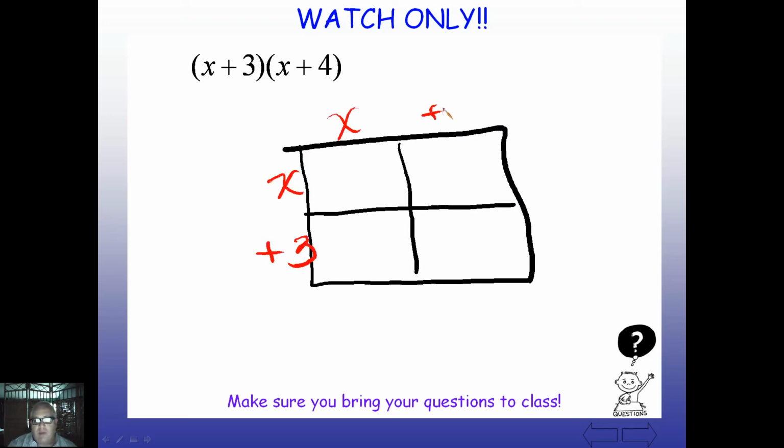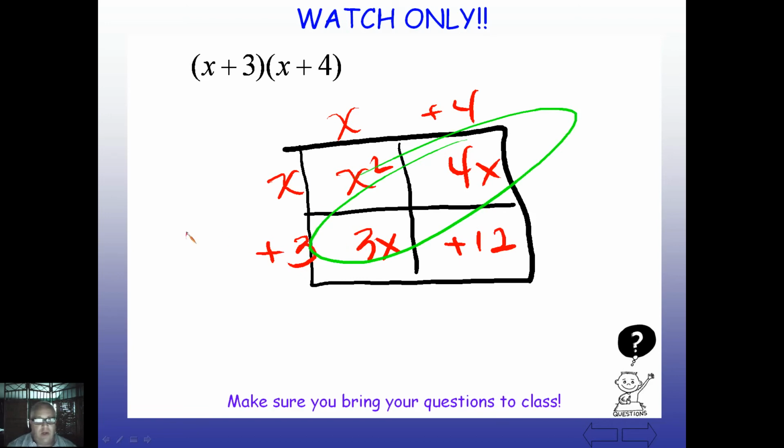x plus 3, x plus 4, and just go ahead and fill this box in, x squared, 4x, 3x, and of course positive 12. What do we do with those middle terms there? Well, we're going to add those two guys, right? So we end up with x squared plus 7x plus 12.